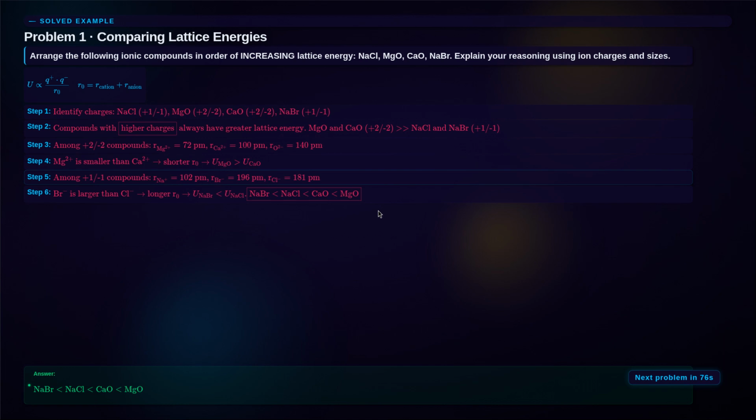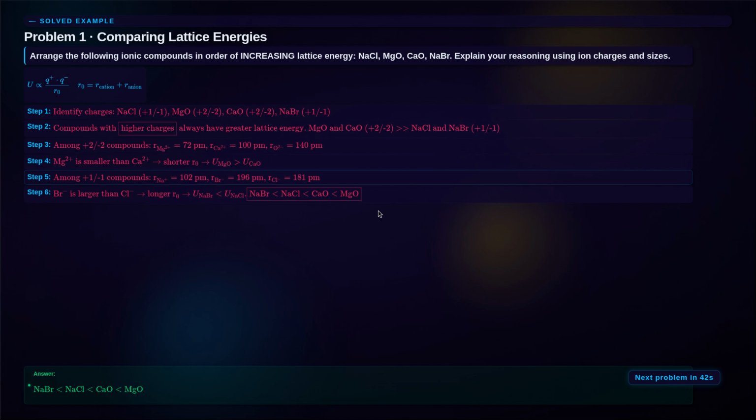Step 2. Across period 3, magnesium is to the right of sodium, so magnesium is smaller. Step 3. Across period 4, bromine is far to the right of calcium, so bromine is smaller. Step 4. Down group 1, potassium is below sodium, so sodium is smaller than potassium. Step 5. Down group 2, calcium is below magnesium, so magnesium is smaller than calcium.